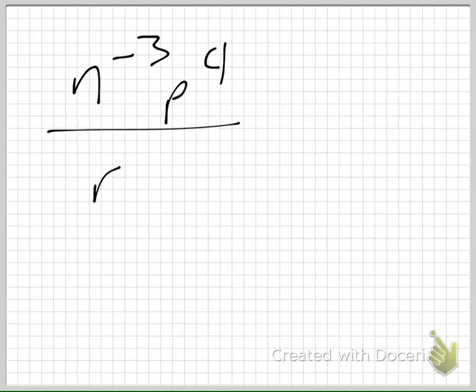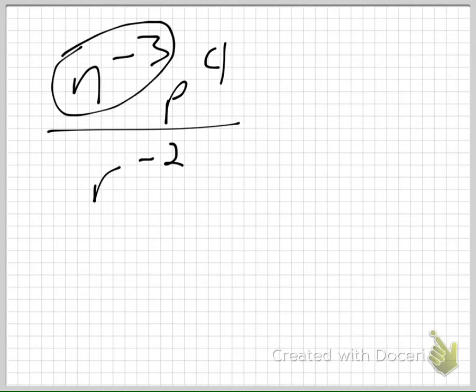So if I was to give you this, let's do a good one here. I have n to the negative 3rd, p to the 4th, over r to the negative 2nd. I'm going to show you something else here. Okay, so watch. This n to the negative 3rd, the instructions would say, I want you to write this fraction for me without using negative exponents. I want no negative exponents. I want none. What that means is that I got to get rid of that negative 3.